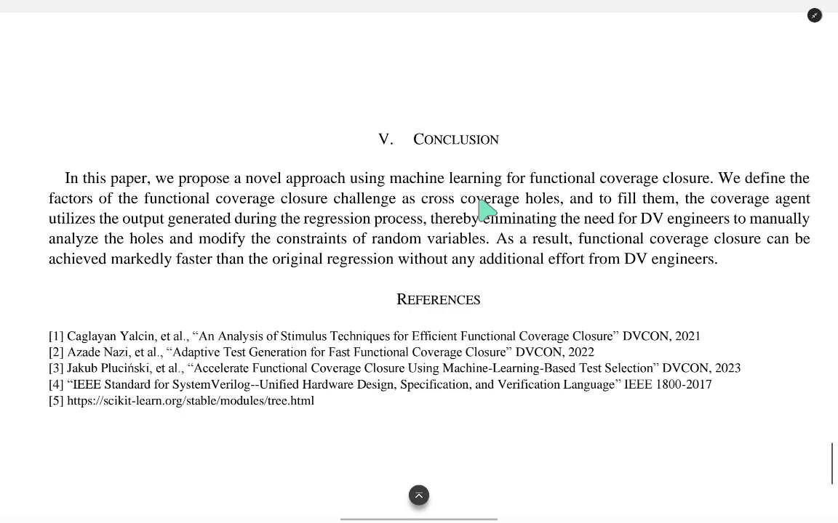Chapter 5, Conclusion. In this paper, we propose another approach using machine learning for functional coverage closure. We define the factors that make functional coverage closure challenging, the cross coverage holes, and fill them. The coverage agent utilizes the output generated during the regression process, thereby eliminating the need for DV engineers to manually analyze the holes and modify the constraints of random variables. As a result, functional coverage closure can be achieved markedly faster than the original regression without any additional effort from DV engineers.